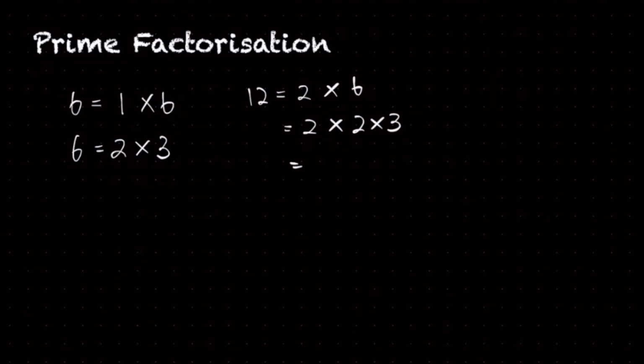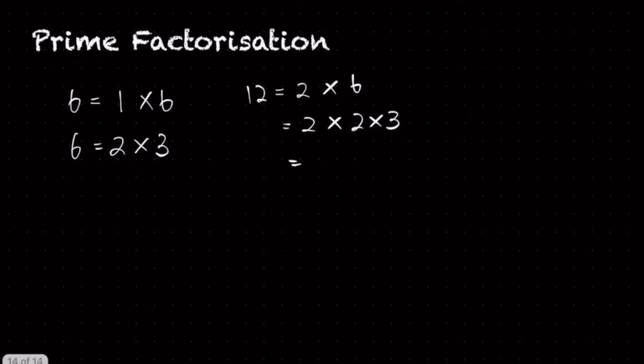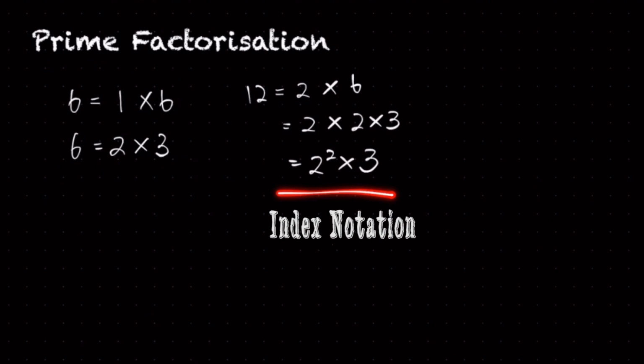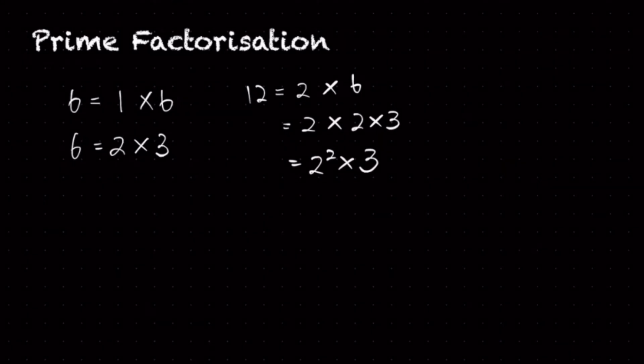Now, 2 times 2. Same number, multiplied by the same number. We can write this as 2 squared times 3. Now, this will be presented in index notation. So these are the prime factors of 12, 2 and 3. There will be 2 2's and 1 3.